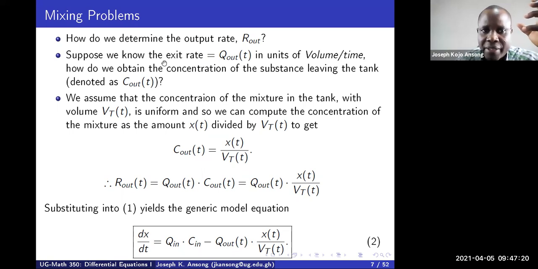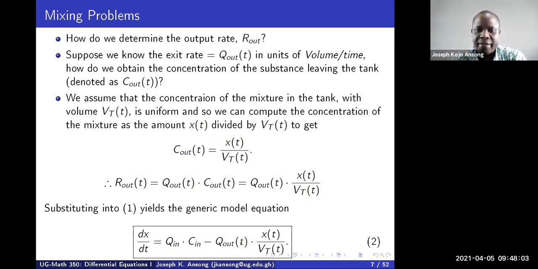So if I know the volume that is going out, Q out, volume per time, and I'm able to find C out, then once again, I can multiply the two because of the units. If I multiply Q out, the volume that is going out, by the concentration that is going out, I'm going to get this expression here, and that will give me the output rate. So dx/dt is R in minus R out. R in we're able to find, R out will be given by this expression. So finally, our dx/dt will be R in, which is the input flow rate times the concentration that is coming in, and this is R out.